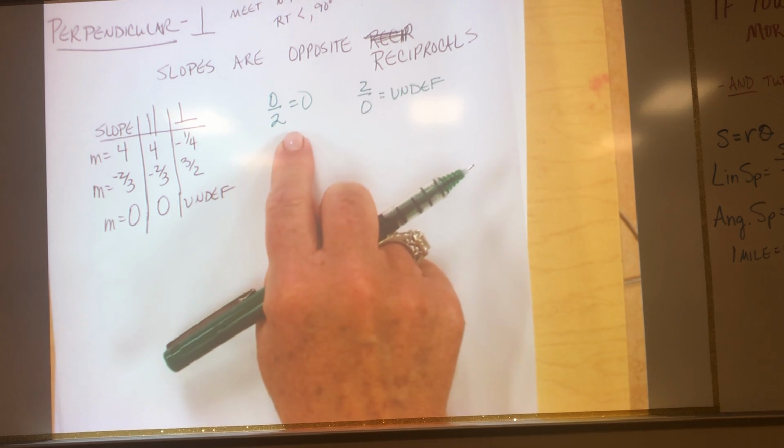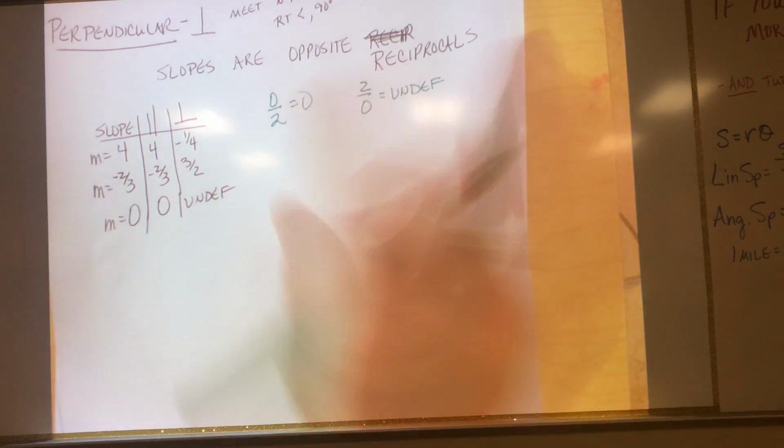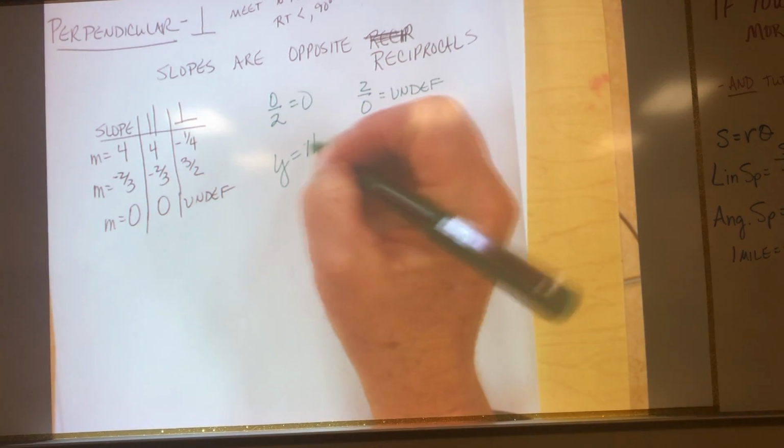What if my slope is 0? What kind of line is it? If my slope is 0, what kind of line is it? Horizontal line. Good job. So how do I write the equation of a horizontal line? I told you a stupid way to remember. Come on, people. Y equals some number.